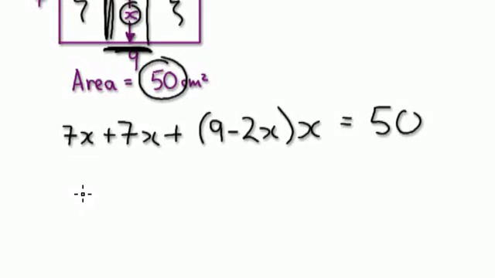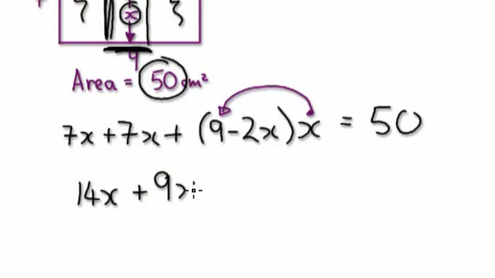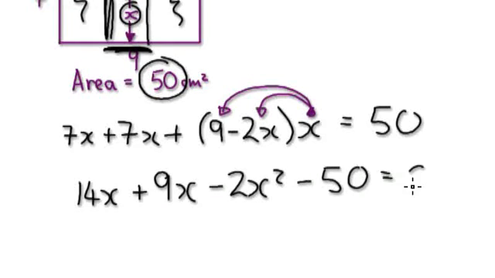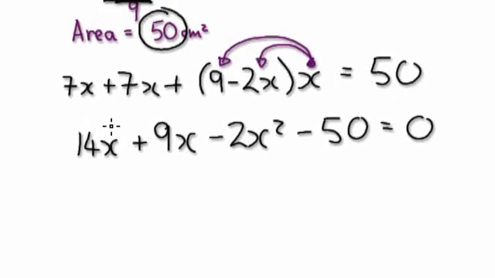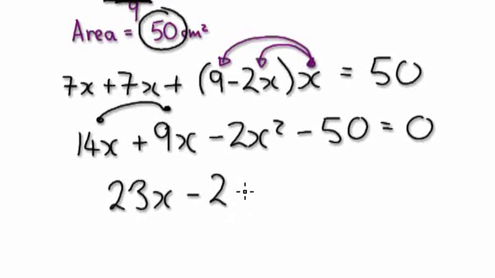This will become 14x plus, now this times this here, plus 9x, and then this times this here, which would be minus 2x squared. I'm just going to take away 50, so this side will be 0. Now simplify. We can merge these two together, so this will be 23x minus 2x squared minus 50.